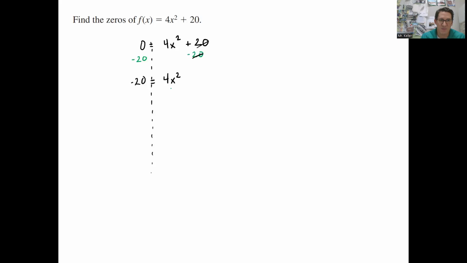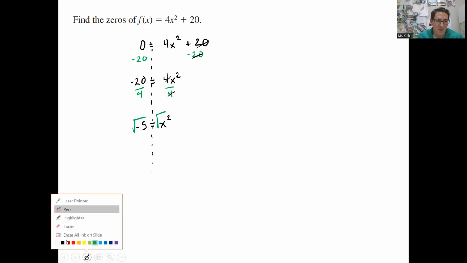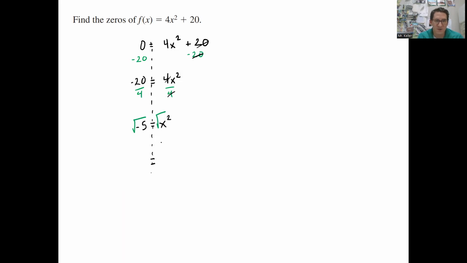Then I'm going to divide both sides by 4. So negative 20 divided by 4 is negative 5. And the 4 divided by 4 cancels out. So I get negative 5 is equal to x squared. And then from here, I'm going to take the square root of both sides. I'll do the right side first. Square root of x squared, the square root and the square just cancel each other out. So I just have x.